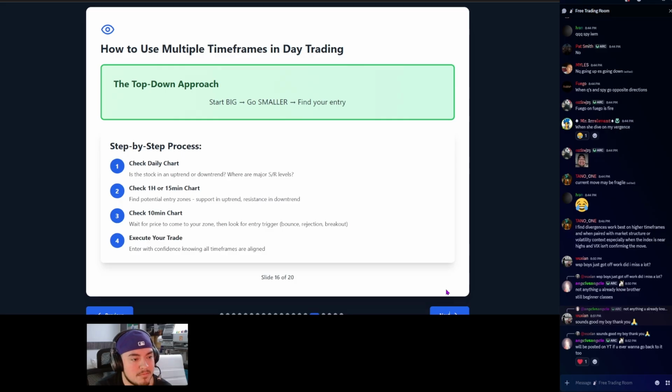Is the stock in an uptrend or downtrend? Where are the major support and resistance levels, right? Are we sitting at a major support? Are we right under a major resistance? That's what we're looking for.